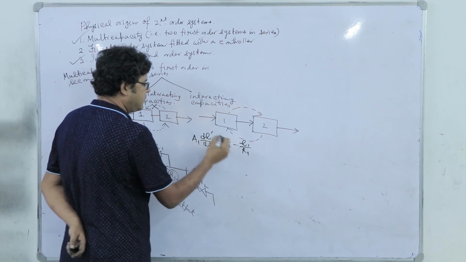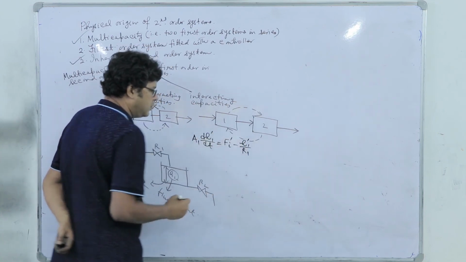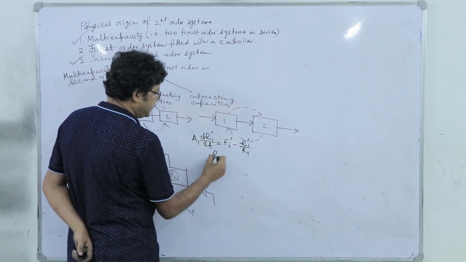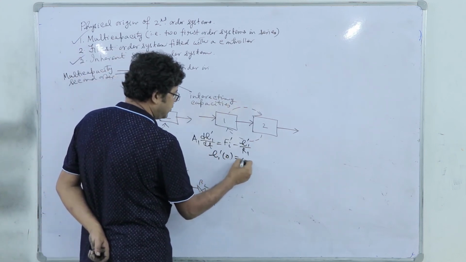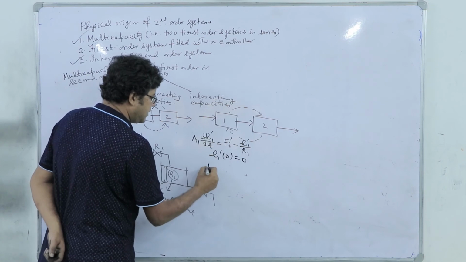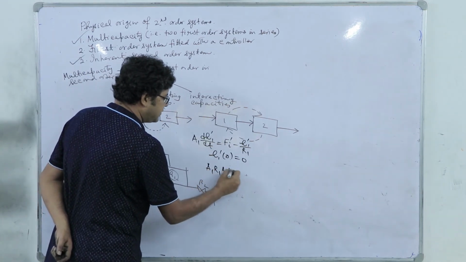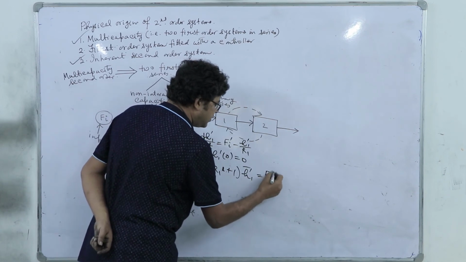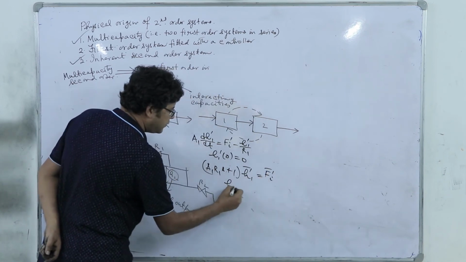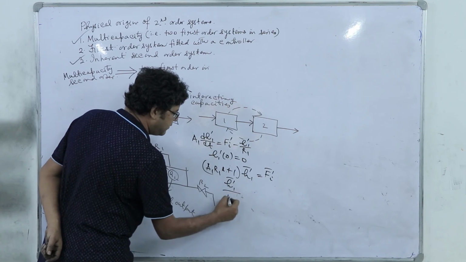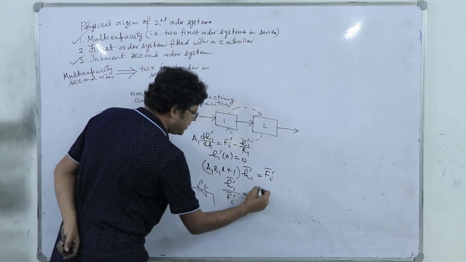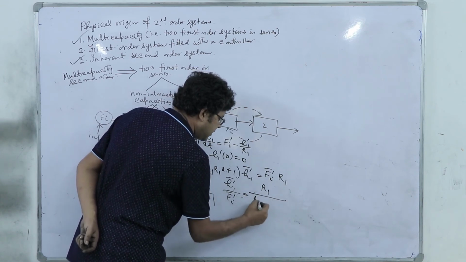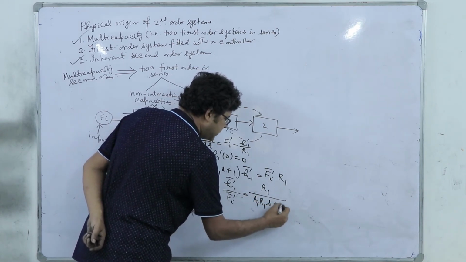So, in deviation variable form, this will also assume or remain same. So, if we take the Laplace considering H1 prime bar 0 equal to 0, then (A1 R1 S plus 1) H1 prime bar is equal to Fi prime bar. So, H1 prime bar divided by Fi prime bar is equal to R1 divided by (A1 R1 S plus 1).